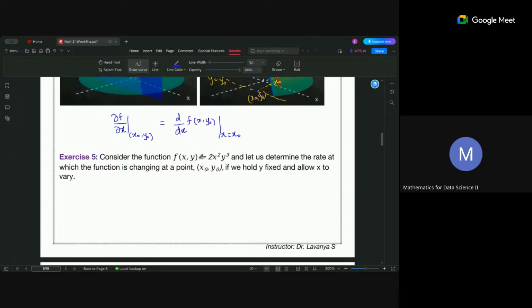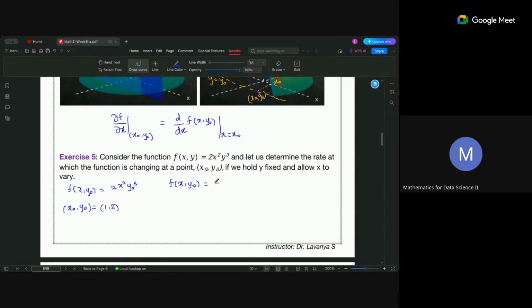So let us see it with an example. Consider the function f of x comma y, which is 2x squared y cube. Let us determine the rate at which the function is changing at a point x naught y naught if we hold y fixed and allow x to vary. So it means what? Here you have f of x comma y naught, right? So you have 2x square y naught cube. Let us specifically write what x naught y naught is, so it is even easier to visualize. For example, if I am taking 1 comma 2, then what is f of x comma y naught?